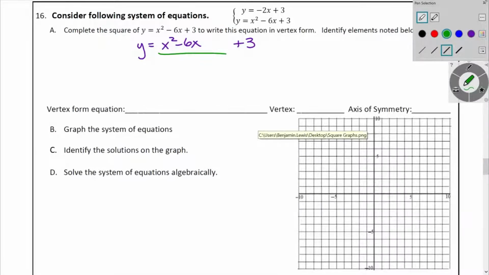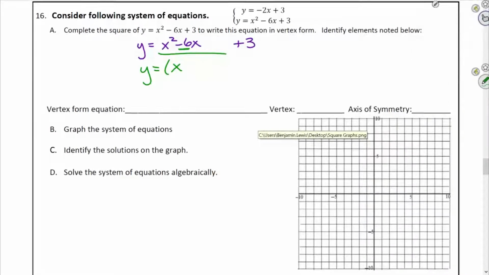And the one that it will be is x, and then it's half of this number. Half of negative 6 is minus 3, squared. And the way that I get that perfect square trinomial is that the number right here is negative 3 squared, which is negative 3 times negative 3, which is plus 9. But I just added 9 to the equation, so to keep it equal, I must compensate for that by subtracting 9 over here. So it stays 0, but I get that 9 that I need to make a perfect square trinomial. Okay, and 3 minus 9 is negative 6.